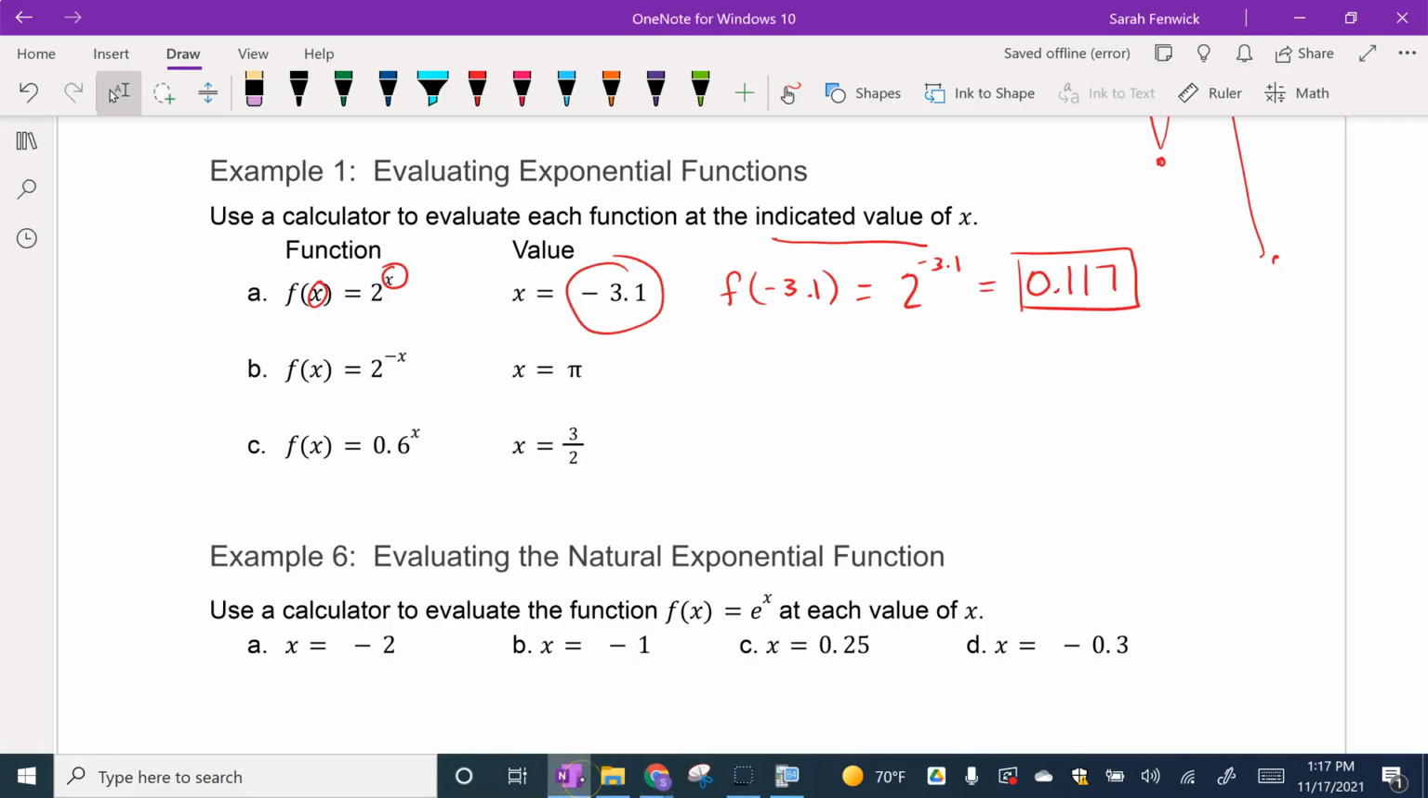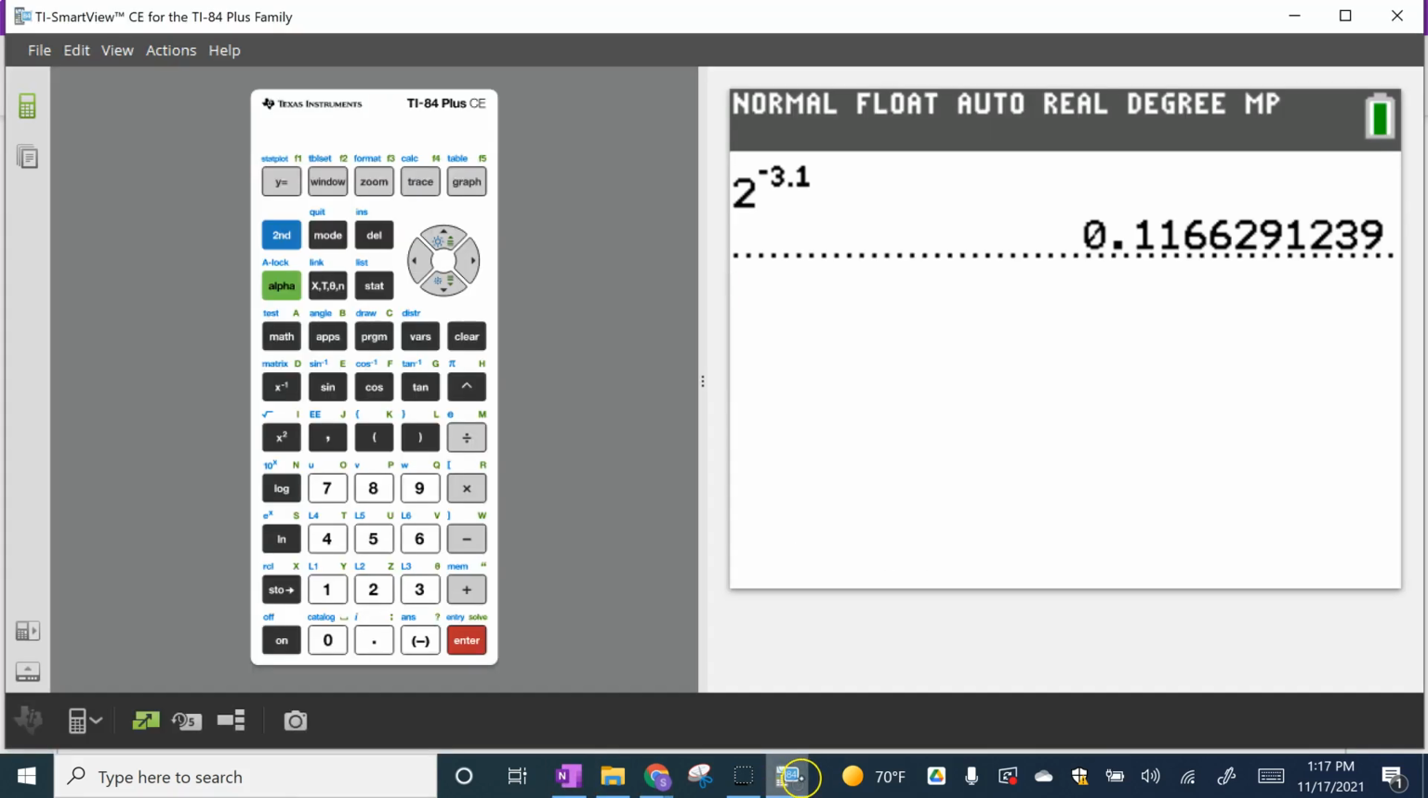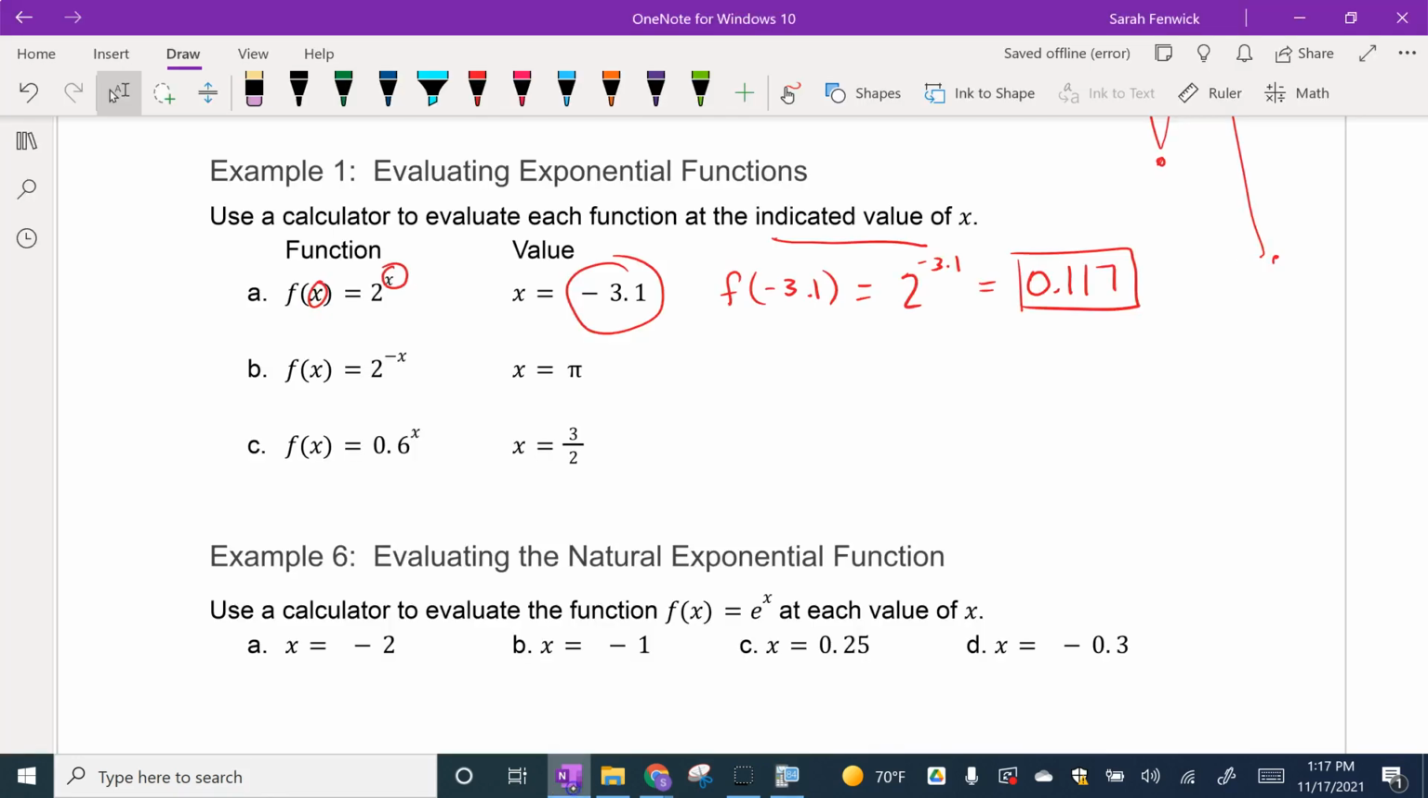All right, so 2 to the negative pi, let's put that in. 2 raised to the negative pi, enter. 0.113. If you pay attention when I'm using my calculator, the buttons light up red as I touch them because I know you can't actually see me touching them. So if you need to slow me down so you can see that, that's fine.